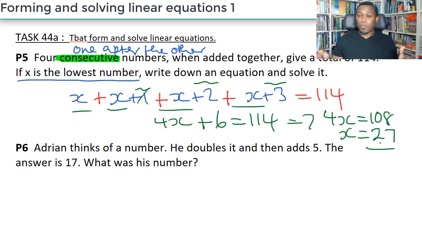Number 6. Hopefully this is an inspiration. If you haven't done 6 already, can you please do so? Have a go at number 6, please. Thank you very much.